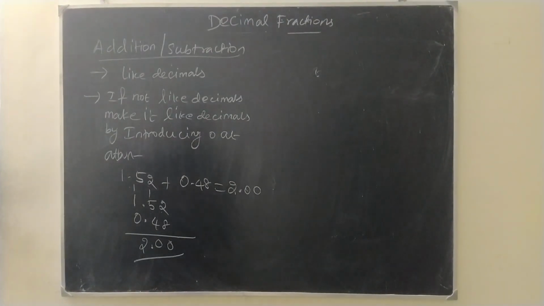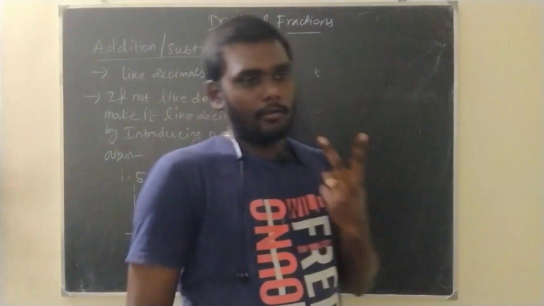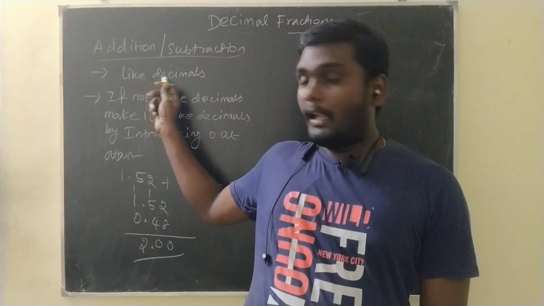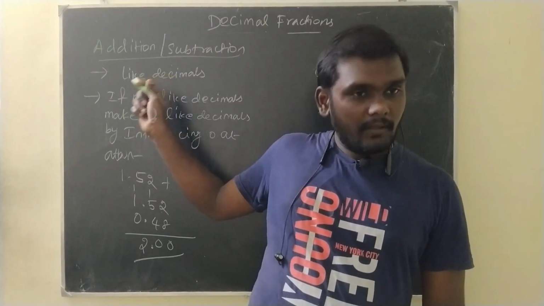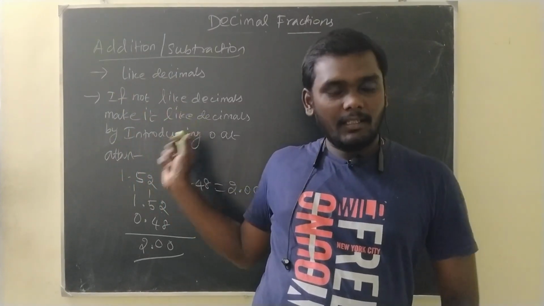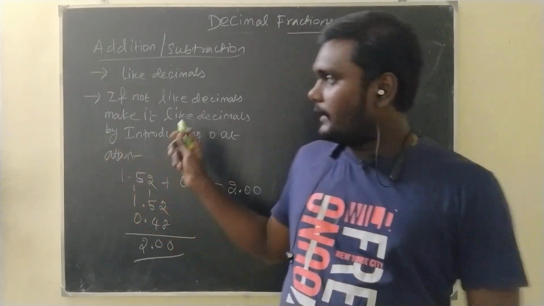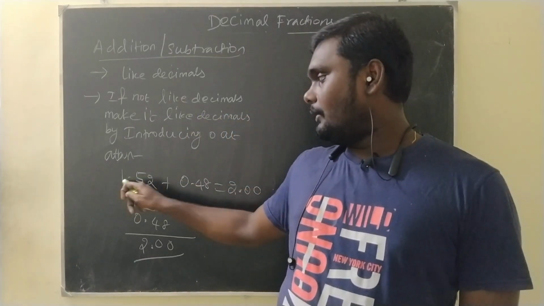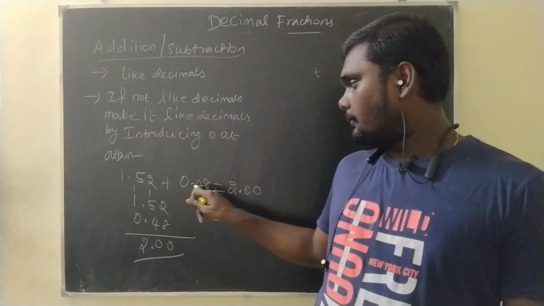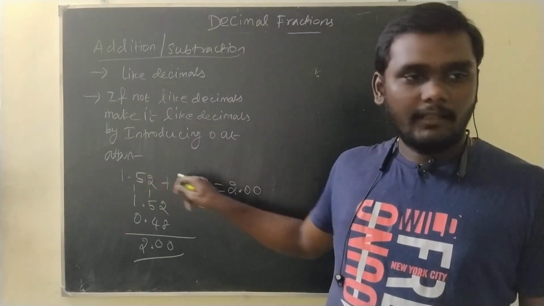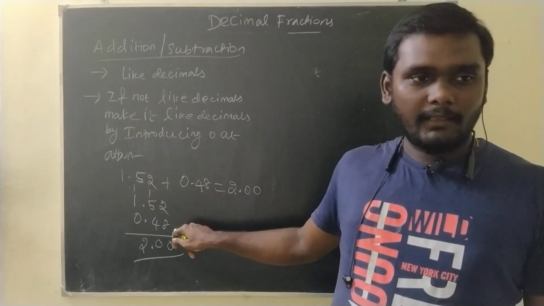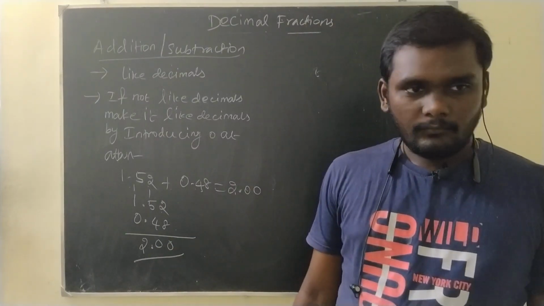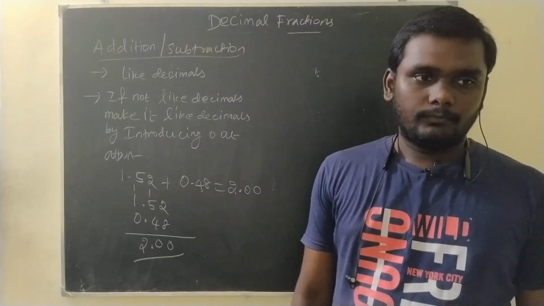To add or subtract two decimals, they should be like decimals. If they are not like decimals, we should make them like decimals by putting zeros at the end. I gave one example, 1.52 plus 0.48. They are like decimals. We added them and got 2.00, which is 2.